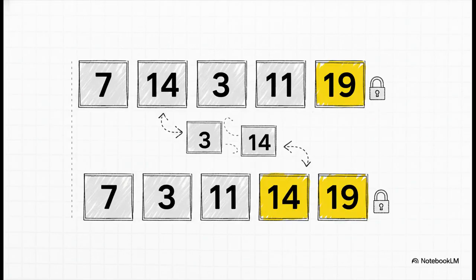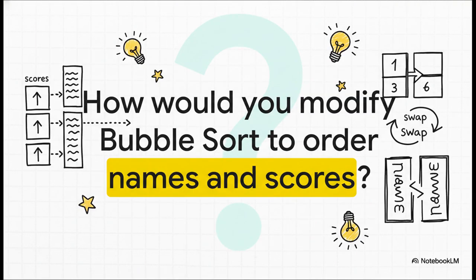Now for pass 2. The algorithm completely ignores that 19 at the end and just does the exact same process on the rest of the numbers. After all the swaps, the next biggest number, 14, bubbles up to its correct spot. See the pattern? With every single pass, the sorted section on the right side of the array gets bigger by 1.